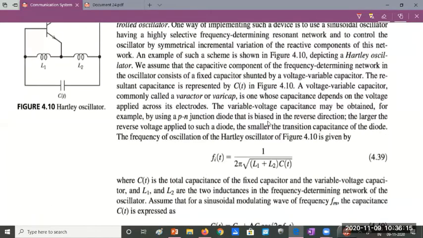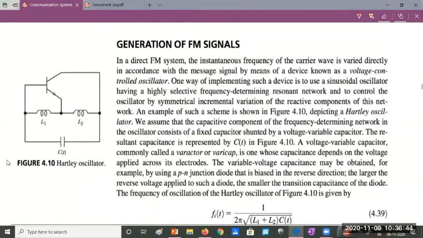Next, let's move on to the generation of FM signals. So actually there are two methods for generation of FM signals. One is the direct method and the second one is known as the indirect method. So as you can see here, the direct method uses a simple oscillator which we are all very familiar with, known as the Hartley oscillator.